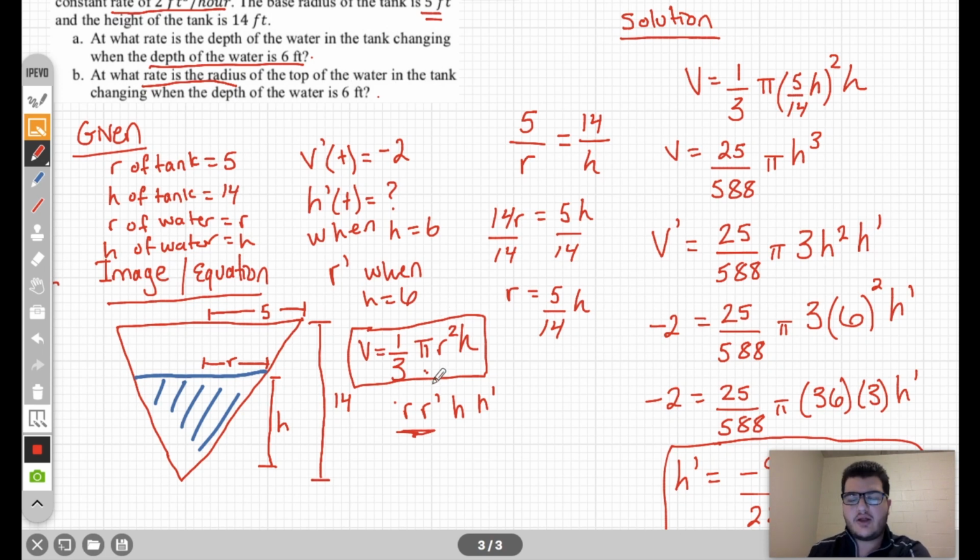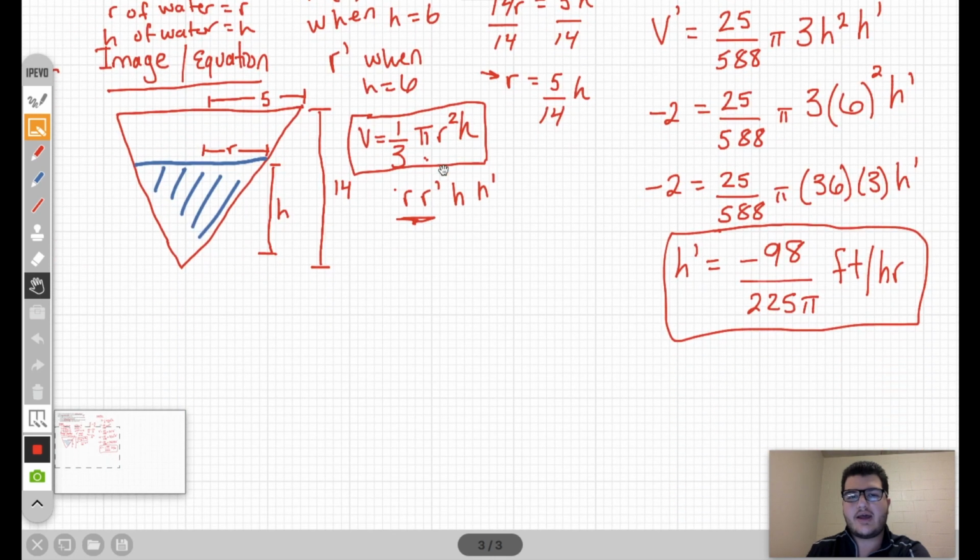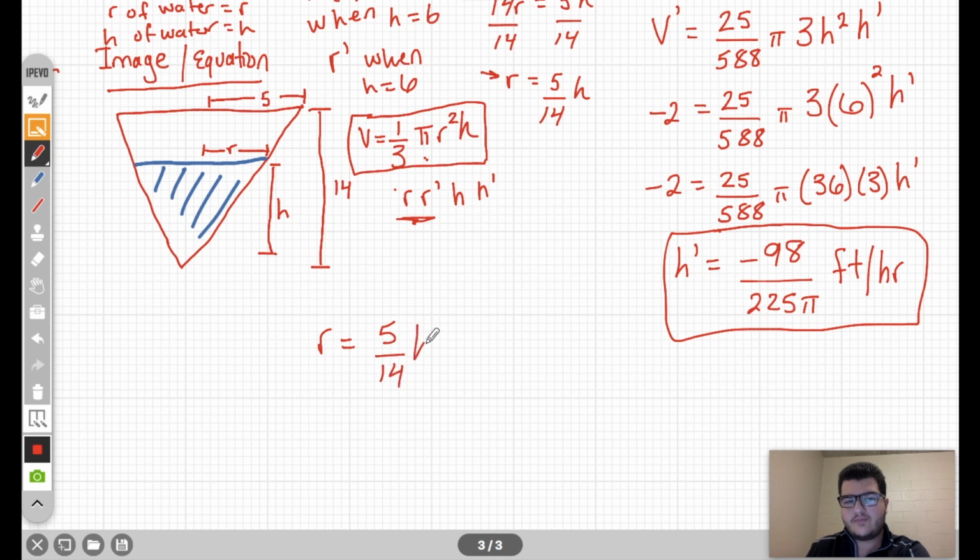Well, I can go back all the way up here to my original equation, and remember, I don't have any information about the radius itself, so I can't use this equation, because if I do, I'm going to end up with r, and I don't know any information about r. But I have this relationship that I came up with. R is equal to 5 over 14 h. And so I can use that and take the derivative of that. So if you take this, which is a true relationship because there's an equal sign and it's a true relationship from the cone.